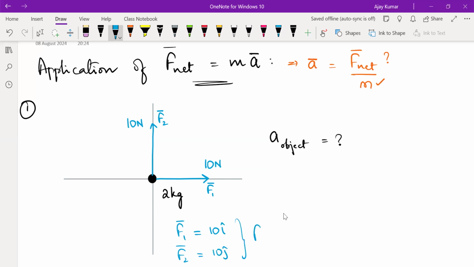Combine them. How much is the net force then? Add them, that's all. 10 i cap plus 10 j cap. That's the net force, and divided by mass. Mass is a scalar quantity. Mass is 2 kg in this case. So acceleration becomes 10 i cap plus 10 j cap divided by 2. The unit will be meter per second square.